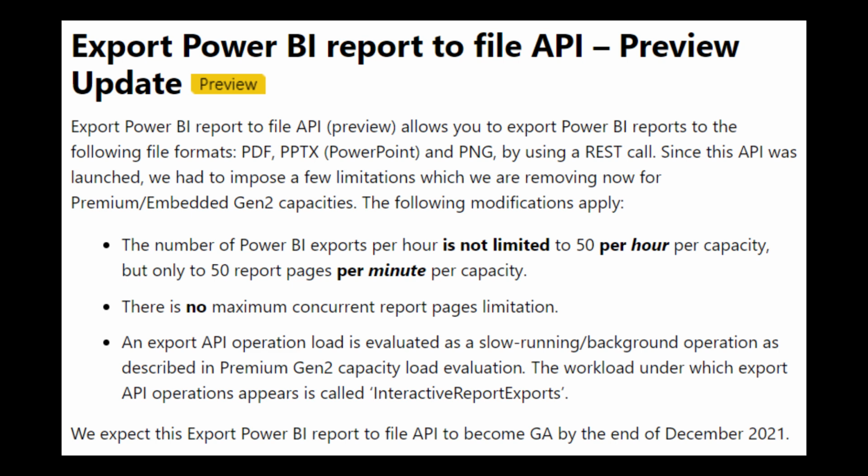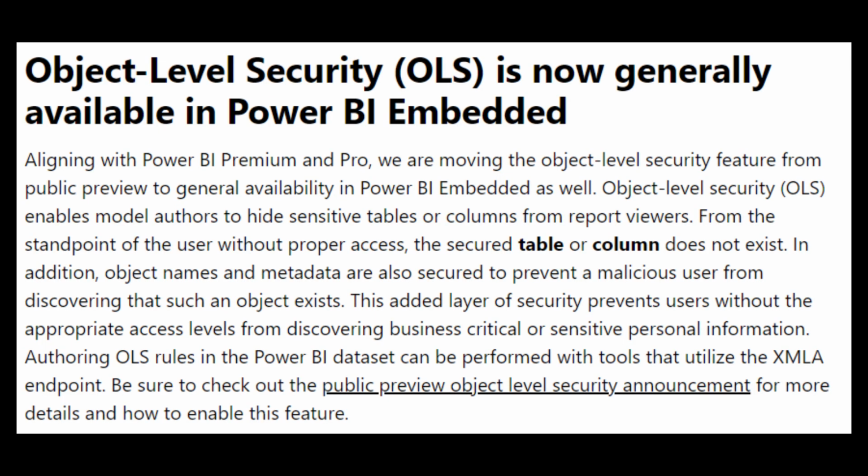A new API has been added that allows you to export Power BI reports using REST calls. So with this new API, you can export your reports in different formats like PDF, PowerPoint, or PNG. Just bear in mind that there's currently a limit of 50 reports per minute per capacity for this API. So I'm assuming this is a premium only feature, but if it's available for Pro, I'll most likely cover this in a future video.